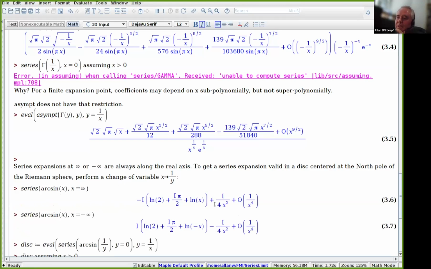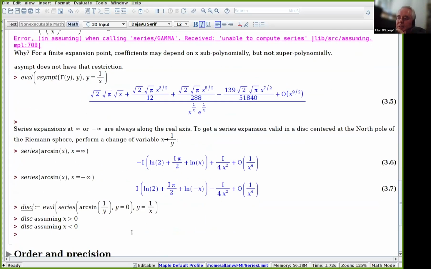So here's one that's valid only for the positive real axis, the negative real axis. Now, this transformation here, we want arcsine of x at large values of its argument. We do the arcsine of y, or arcsine of 1 over y, at y equals 0. Series' mandate is to give us a series expansion that's valid in the complex disk about y equals 0. So we have that, and then we do a transformation.